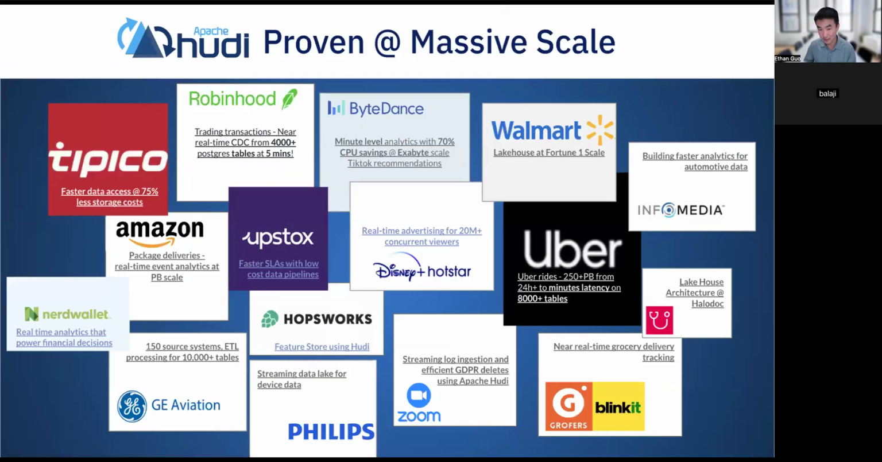Hudi is proven at a massive scale as a lakehouse platform, as you can see here from the success stories. ByteDance, TikTok, Uber, Walmart, and GE all use Hudi for their mission-critical applications. Across the board, we can see Hudi powers fast and fresher data efficiently and at scale. Feel free to check out these blogs on all the use cases.